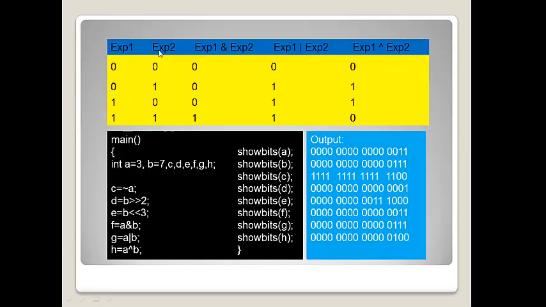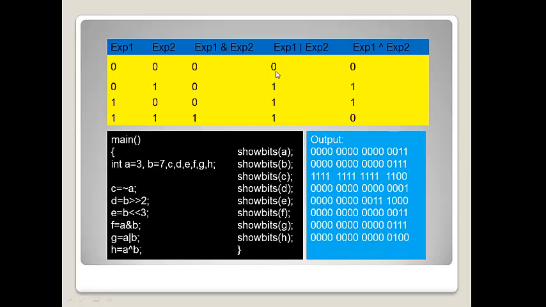For example, expression 1 and expression 2. False means 0 and true means 1. So 0 represents false and 1 represents true. If expression 1 bit is 0 and expression 2 bit is 0, the result is 0. If any one is 0, the result is 0. Both are 1, the result is 1. It is just like logical AND, but logical AND operates byte-wise and this operates bit-wise.